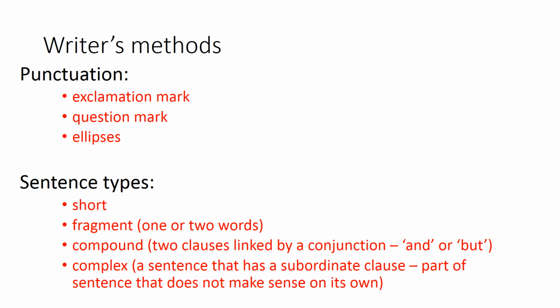And also think about the simple things like punctuation. Should this sentence have an exclamation mark? Should there be a question mark? What about ellipsis? Not just ellipsis at the end of the passage or the end of your story, but ellipsis halfway through. And then think about sentence types: short sentences, fragmented sentences, compound, complex.